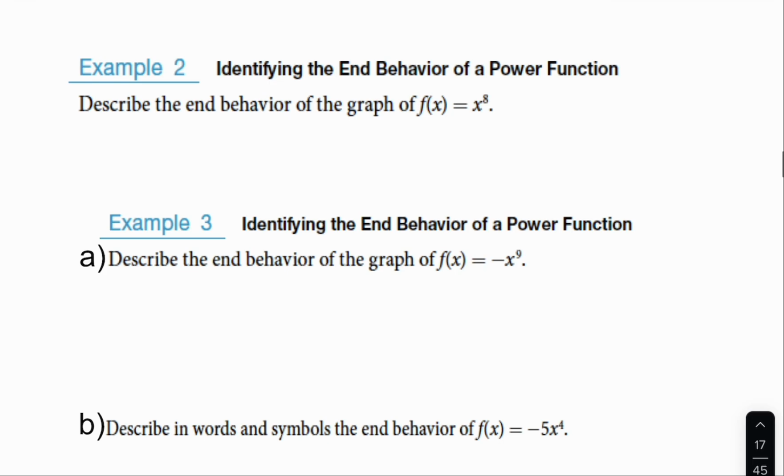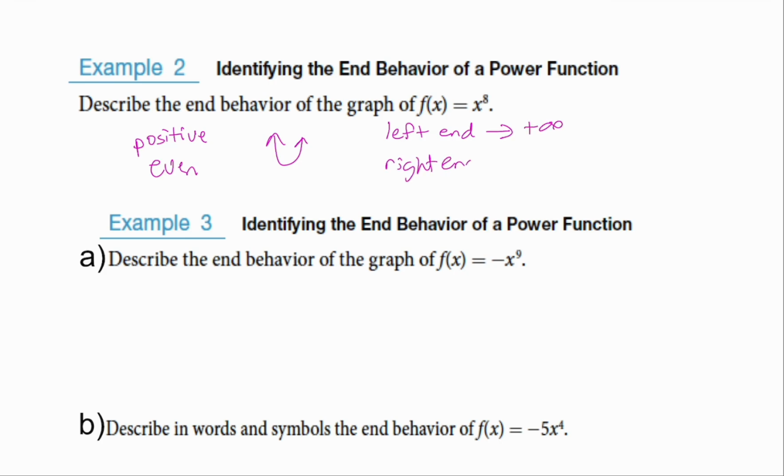So if it says to describe the end behavior, this first one here is a positive even. So it's going to act like an x squared. So we can say that our left end goes to positive infinity, our right end goes to positive infinity.